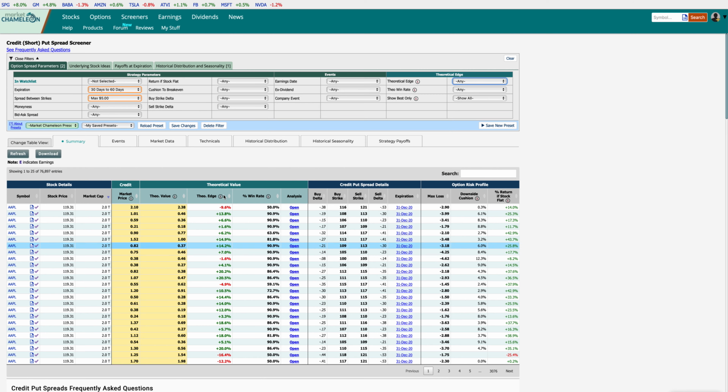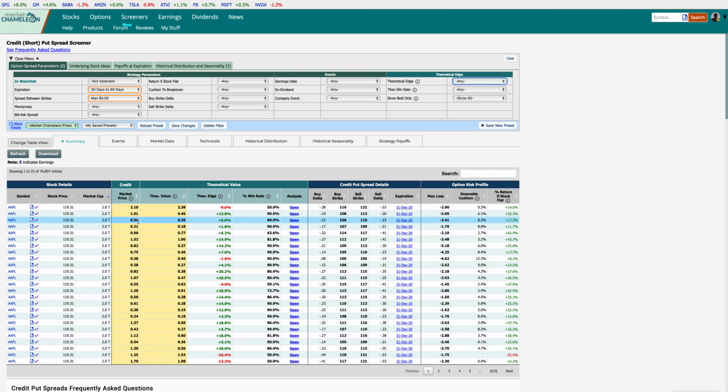So first off, we have about 77,000 different bull put spreads to choose from. So obviously, we want to narrow that down to a handful. There's many ways we can go about doing this. The first thing that's most important to me is theoretical edge, and having an edge in the market is, if you want to make money, where you need to start. Just because it's Apple doesn't mean it has a theoretical edge, is what I've learnt.